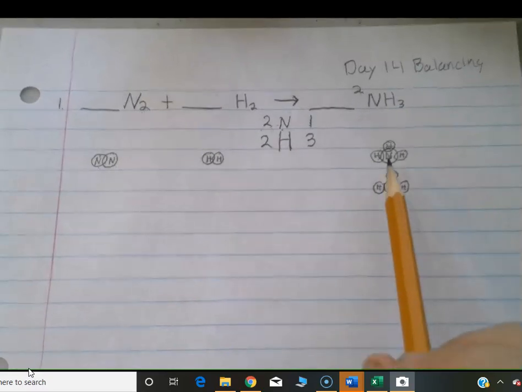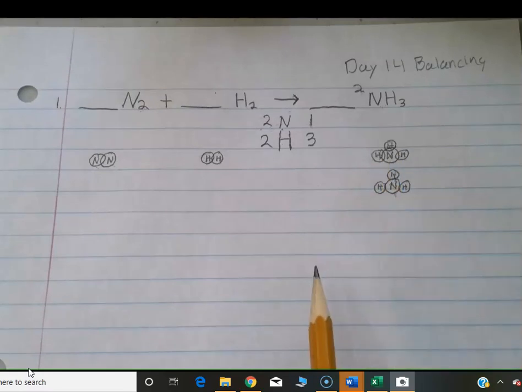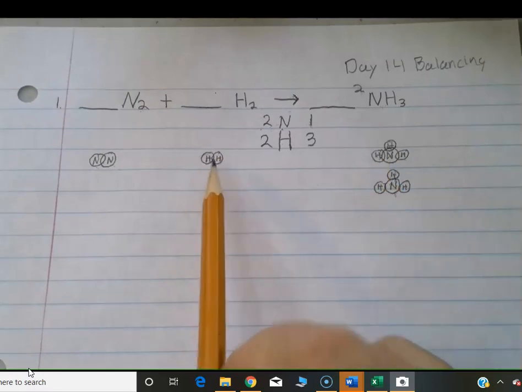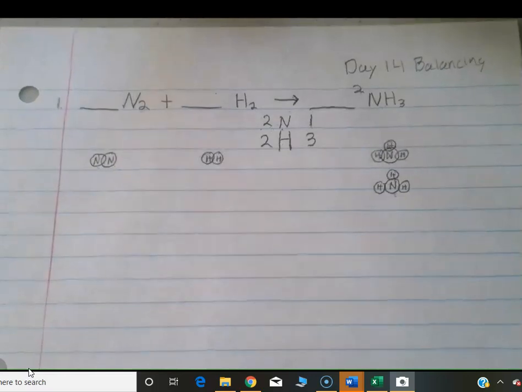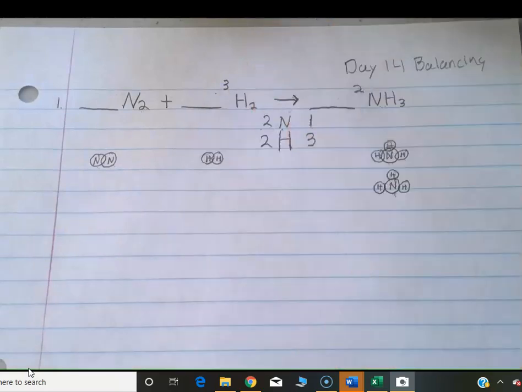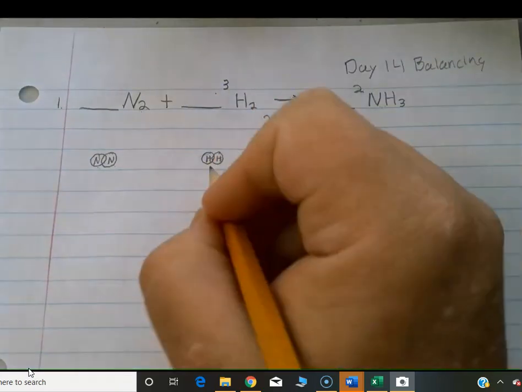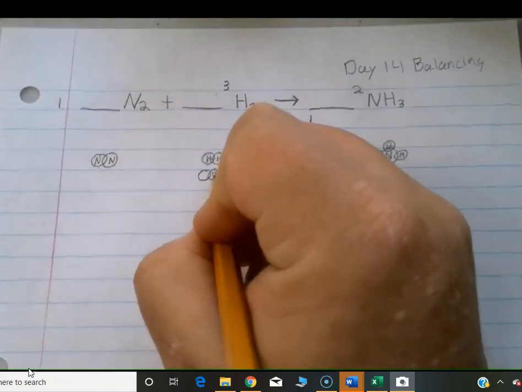Well, now what I did after I doubled this, I have 1, 2, 3, 4, 5, 6 hydrogens, and over here I have 1, 2 hydrogens. Again, I need those 2 numbers to be equal. I'm not allowed to divide. I am allowed to multiply. So what do I do with a 2 to make it become a 6? What kind of multiplication? And yes, that's going to be a 3. Okay? So now I have 3 of these hydrogen molecules, each of which has 2 atoms in it.